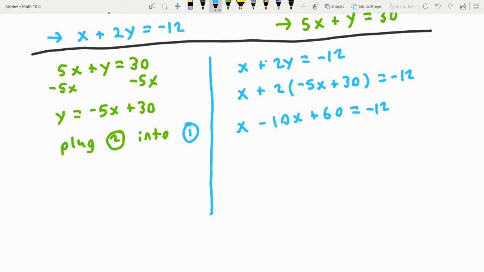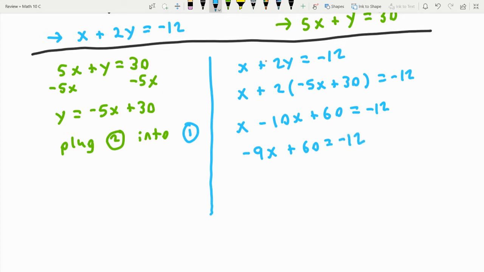Now let's try to add the like terms together. Well, we can't. Well, I guess we could. What I'm going to do is add x and negative 10x together. So x minus 10x, that should give me negative 9x. So now I have negative 9x plus 60 equals negative 12.